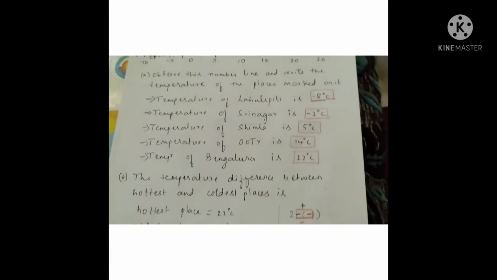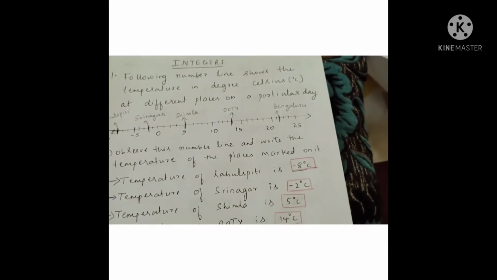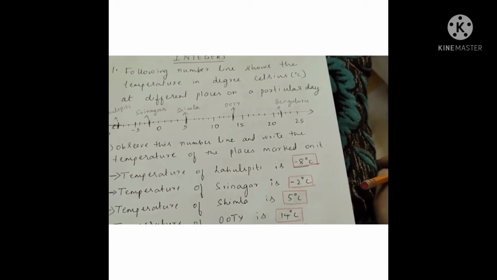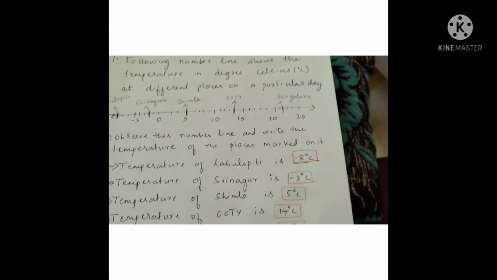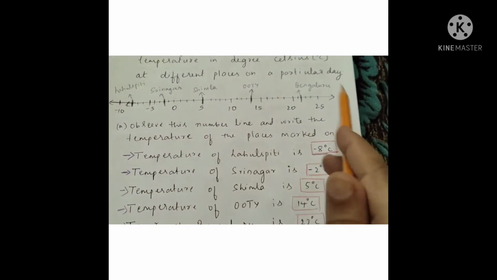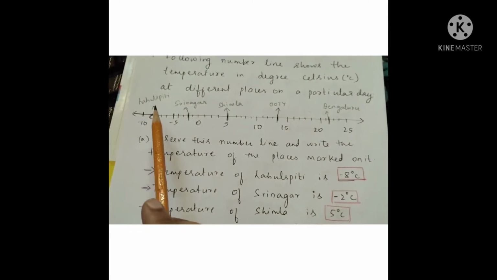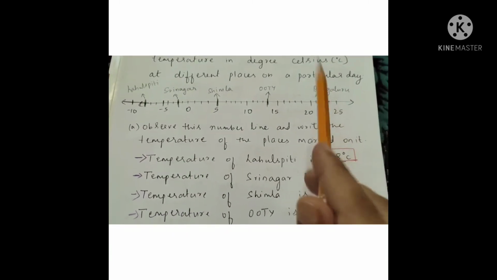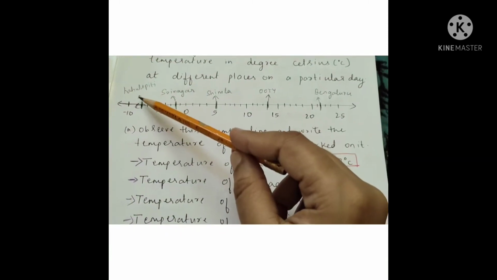Okay, so the exercise 1.1, first question goes: the following number line shows the temperature in degrees Celsius at different places on a particular day. Here they have given a number line in your textbook. It is a temperature number line, actually. There are a few places like Lahul Spiti, Srinagar, Shimla, Ooty and Bangalore which are taken into consideration, and their temperatures are shown in the number line.